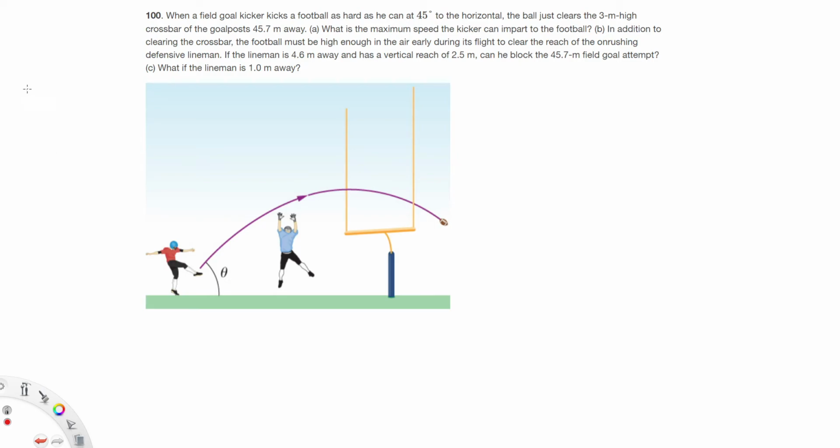All right, let's add in. So we already have sort of a picture, but we definitely don't have all the information we need in this picture. So the angle is 45 degrees. The distance to the goalpost is 45.7 meters. The height of the goalpost is 3 meters.